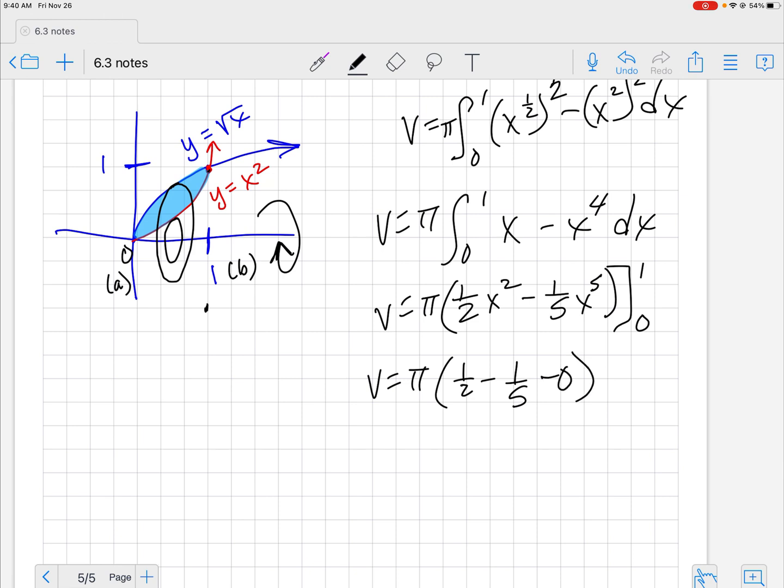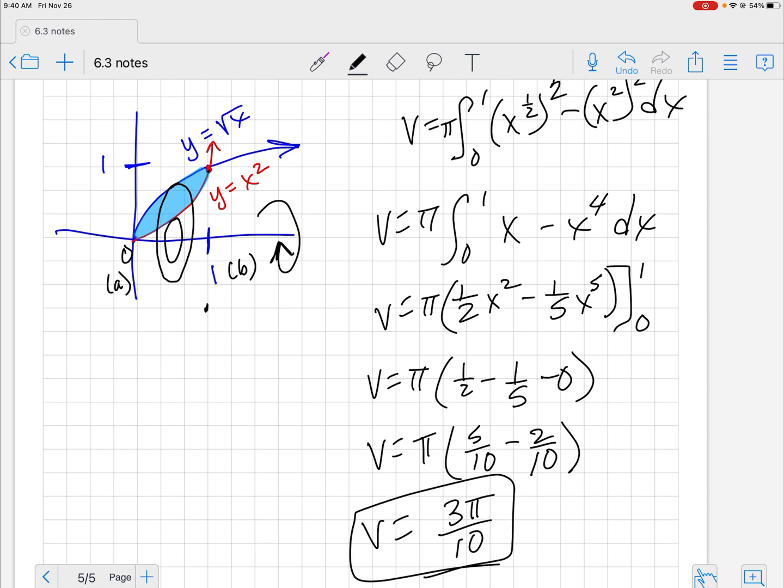So I'm going to push our skills a little bit more here. So I've got pi. If I put these together, I've got 5 tenths minus, and then that would be 2/10. Yeah, slow and steady wins a race. So my volume is actually 3 pi over 10. And that's the volume.